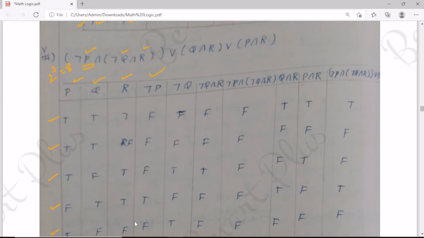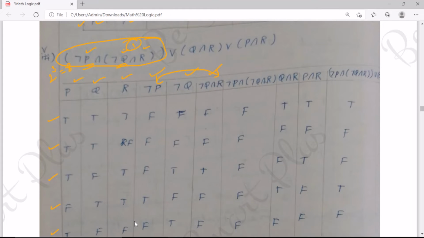Okay, this one, and negation Q, this one. What we are going to do, first we have to evaluate this one. For that, the first operation you are going to carry out is negation Q and negation R. After that you go with negation P and the AND operator. You have to take the AND operator between negation P and this one.